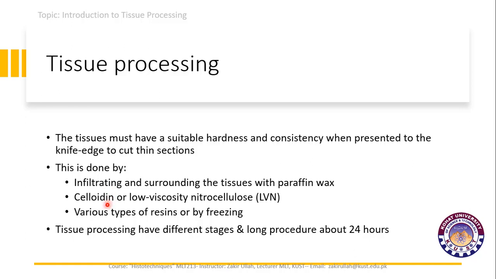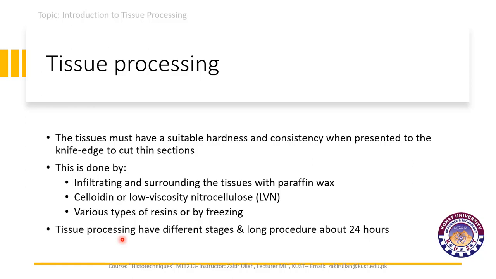or infiltrating with low viscosity nitrocellulose and various types of resins, or by freezing. So, these are the three procedures by which the tissue is processed. Normally, paraffin wax is used for this process.